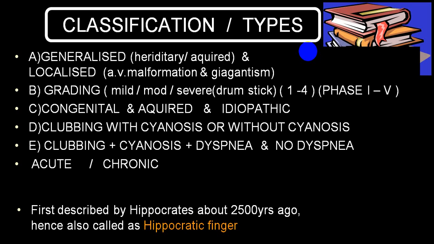Etiology wise, congenital and acquired, and you can also put idiopathic as one etiology. Then clinically, clubbing may be with cyanosis or without cyanosis, and if you add one more symptom, clubbing with cyanosis with dyspnea, or clubbing without cyanosis without dyspnea, and according to onset, acute or chronic. The first description of clubbing was given about 2500 years ago by Hippocrates, and that's why it was labeled as Hippocratic finger.